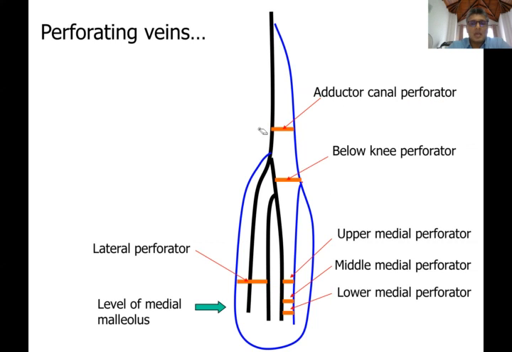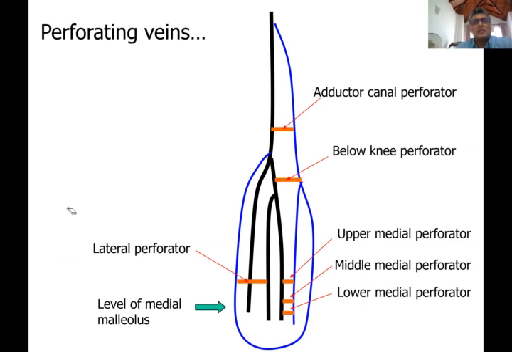Then lower down, there are about three medial perforators; these things can vary. One in the lower part of the leg, and two in relation to the medial malleolus. I will not give you details, otherwise you will try to remember all these things. There are usually more medial perforators than lateral perforators. There's one lateral perforator usually between the peroneal vein and the small saphenous vein. And always these perforators are between superficial veins and deep veins.